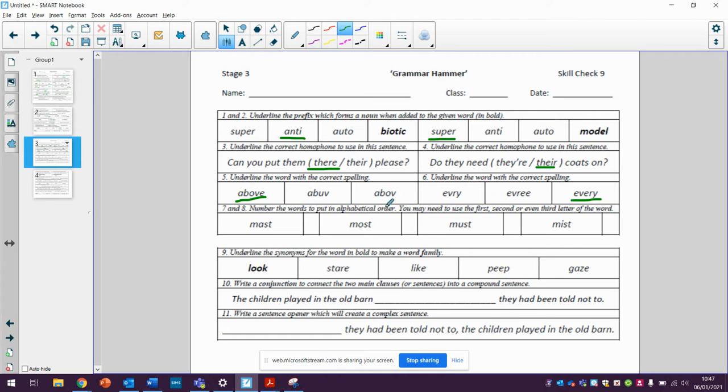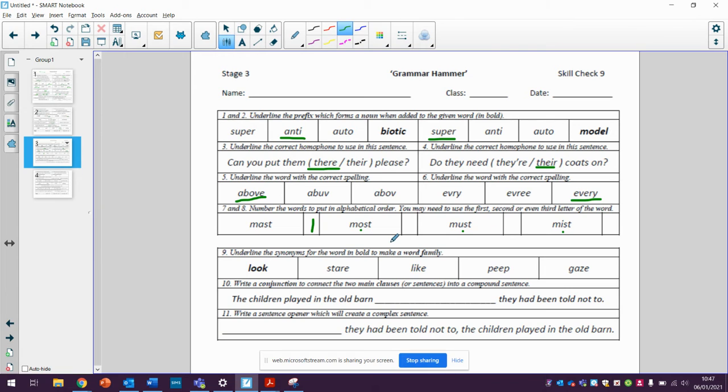Number the words, put in alphabetical order. You may need to use the first, second, or even third letter of the word. So all of these begin with an M, so that doesn't really help us. So sometimes what I'd do is I'd write my alphabet out. I'd go A, B, okay. Well, we've already got one that says A, M, A. So that one's definitely going to go first. That rules that one out. So we're now looking for an O, a U, or an I.